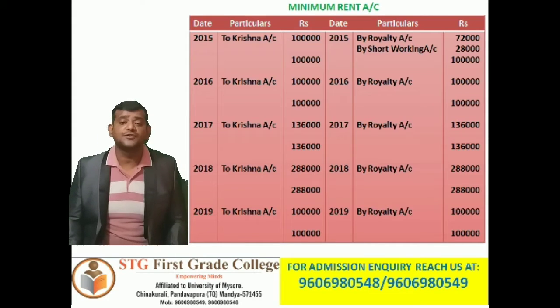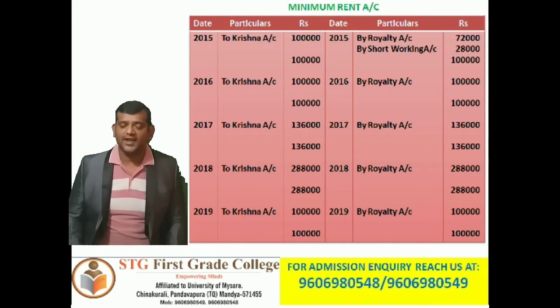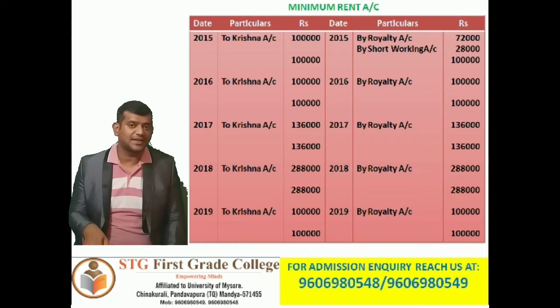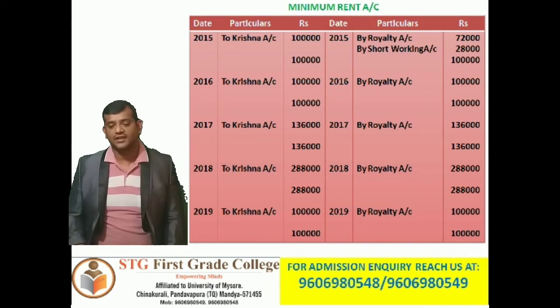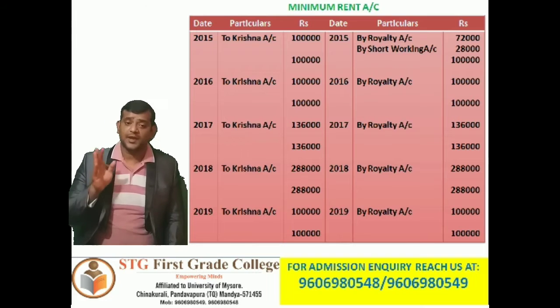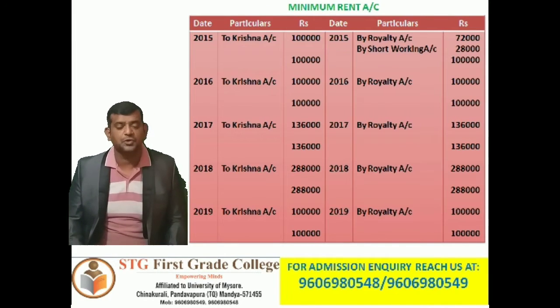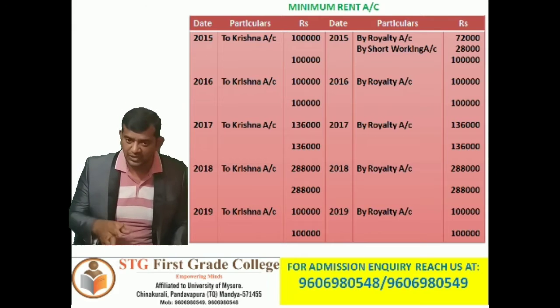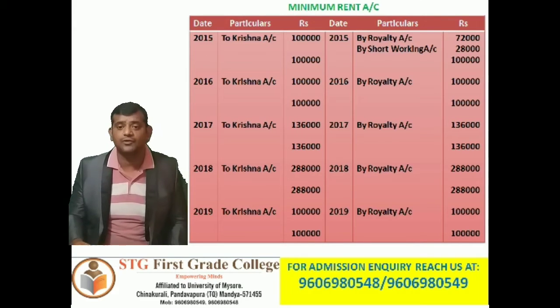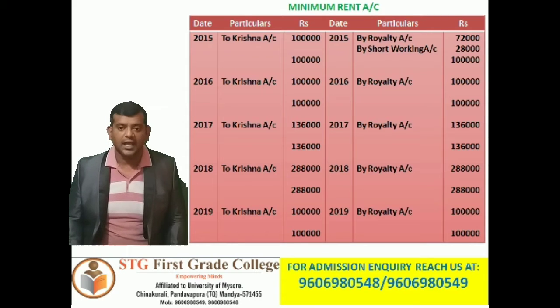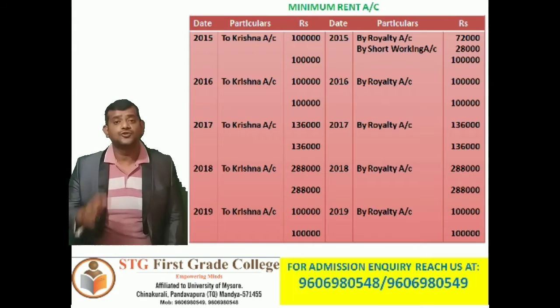In the fourth year 2018, to Krishna account 2,88,000, because there is no short working recovery and no short working non-recovery. That is why the entire amount generated as royalty we are going to transfer to the minimum rent account. So 2018 to Krishna account, that is how much? 2,88,000, by royalty account 2,88,000.